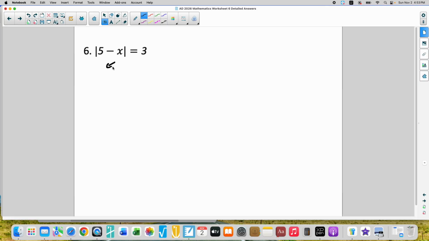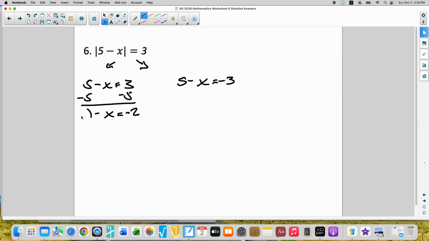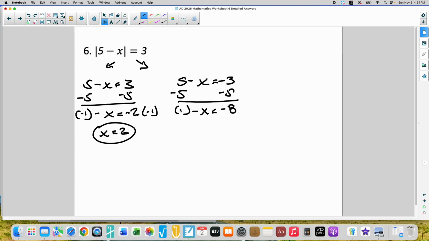Equation, again, we're going to write 2 statements. 5 minus x equals 3 and 5 minus x equals negative 3. We'll subtract 5. Negative x equals negative 2. We'll multiply by negative 1. X equals 2. And then minus 5, negative x equals negative 8. Multiplied by negative 1. X equals 8.